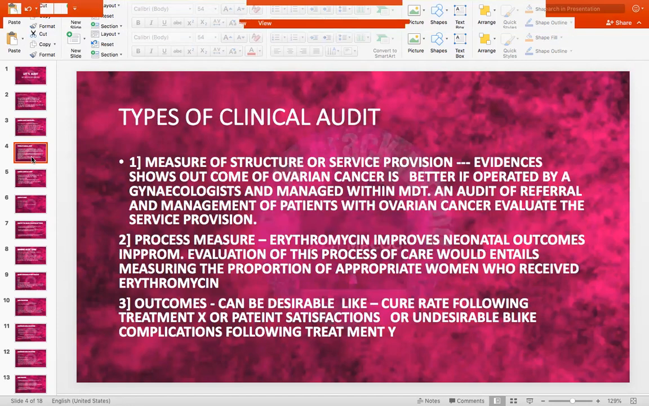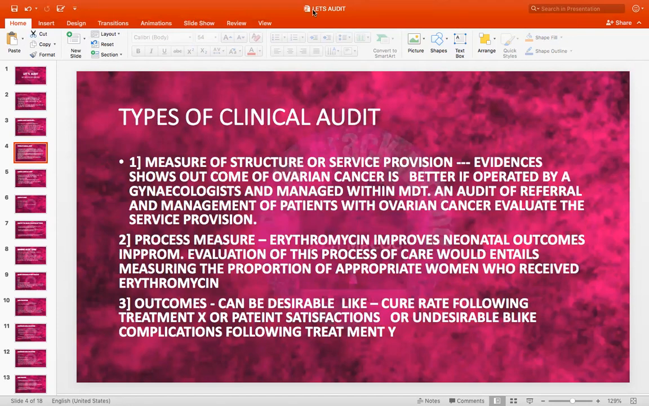Next. Now, types of clinical audit. This may come, as if you are teaching, then your student or your junior may ask, what are the types of clinical audits? So there are three types of clinical audit. First, measures of structure or service provision. Second, process measure. And third, outcomes.